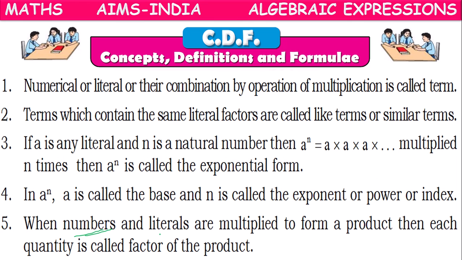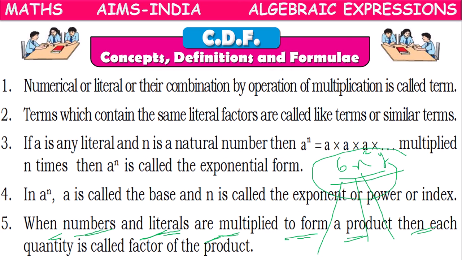When numbers and literals are multiplied to form a product, each quantity is called a factor of the product. Suppose we have 6x square y. For this term, 6 is a factor, x square is a factor, and y is a factor, because all of them can divide the product individually. So each individual quantity is called a factor.